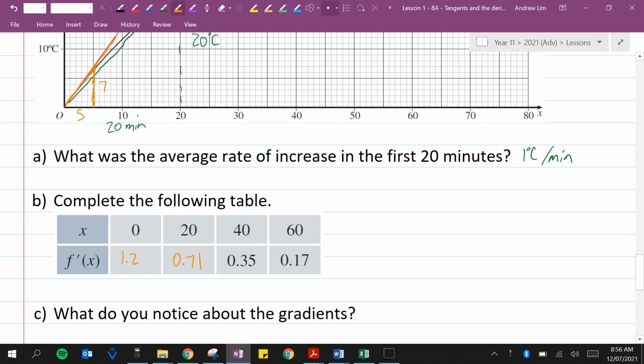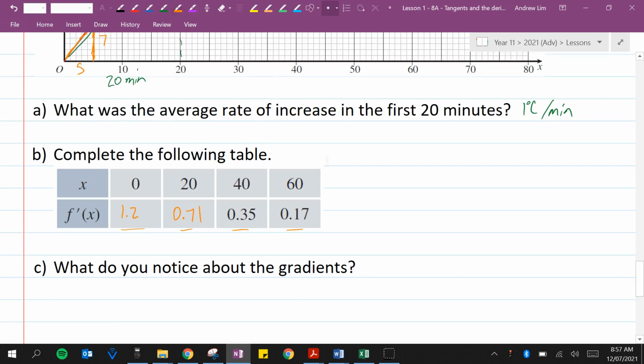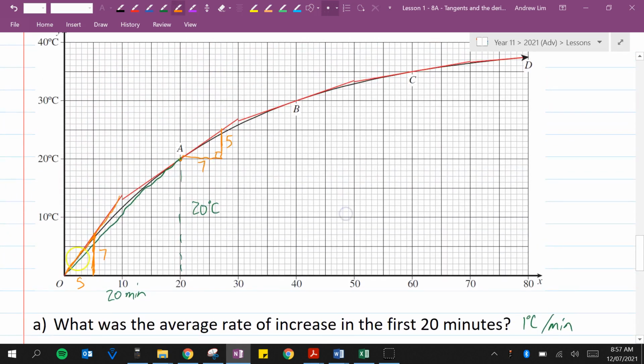So what do we notice about the gradients? We notice that the gradients are changing. It's not just changing, it's actually decreasing. From 1.2, it's gone down to 0.71, to 0.35, to 0.17. But because the gradient is positive, it's telling me that it's still sloping up. And we can see that here, that it's increasing, it's sloping up. All the tangents are sloping up along this curve.